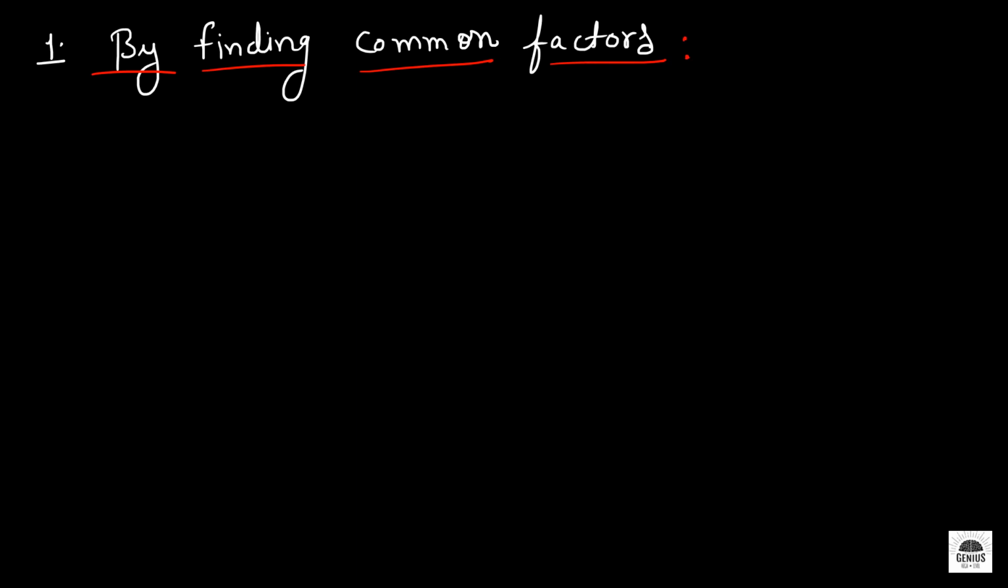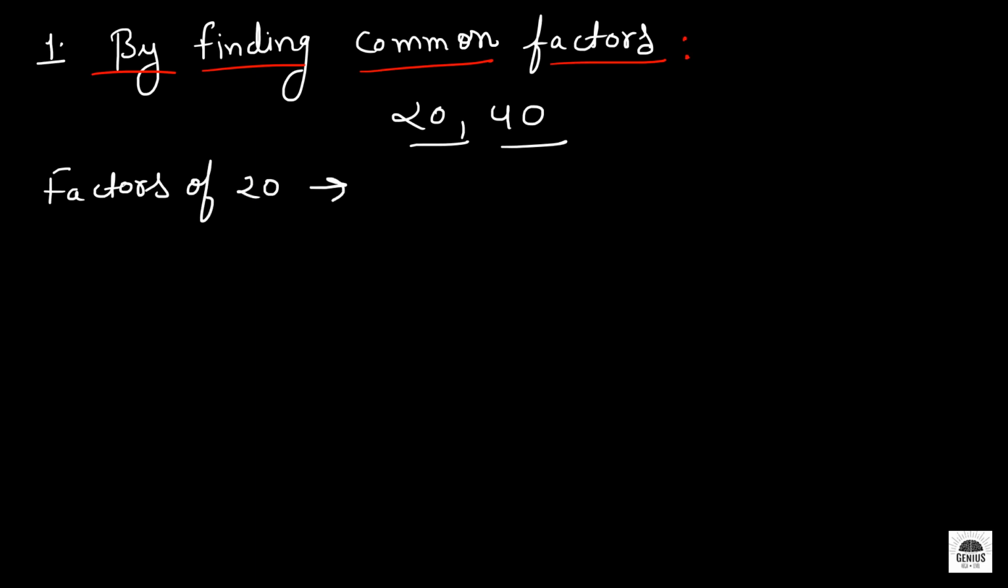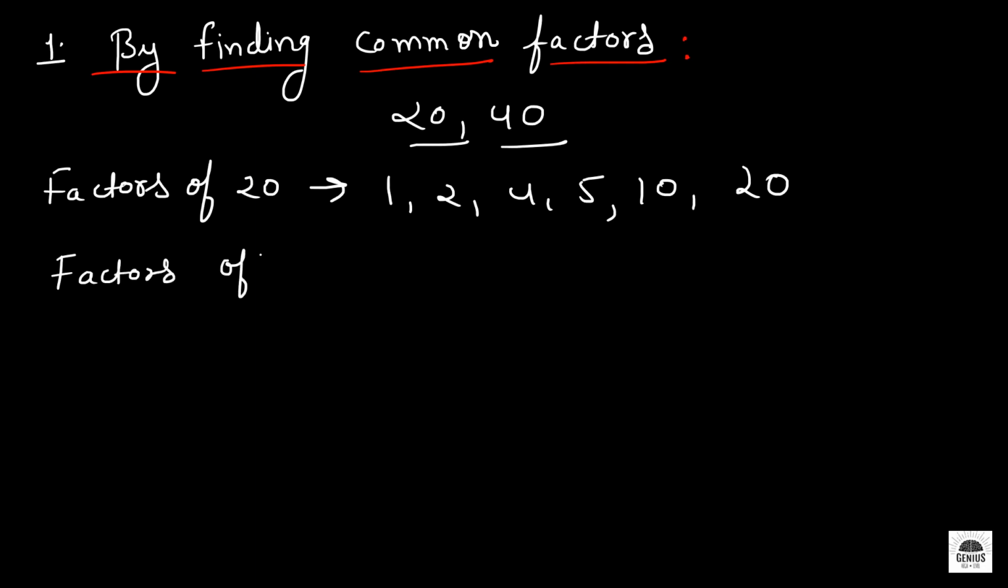Let's take an example. Suppose you have two numbers and you have to find out the HCF of these numbers. First we will write down all the factors of 20. The factors of 20 are 1, 2, 4, 5, 10 and 20. Now we will write down all the factors of 40. The factors of 40 are 1, 2, 4, 5, 8, 10, 20 and 40.